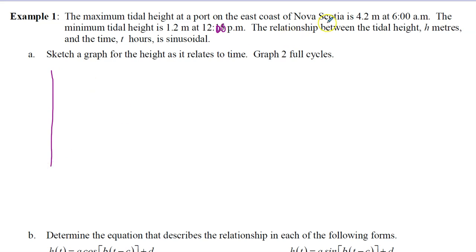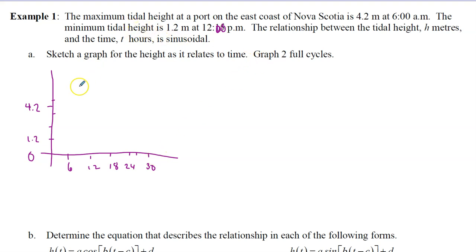Okay, so we are going from 4.2 meters to 1.2 meters. So I'm just going to make that 0. We'll put in 1.2. If that's 1.2, that's going to be like 2.4, 3.6, 4.8. So we'll call this 4.2. At 6 a.m., so this is 0, so we'll go with 6, 12. What if they want 2 full cycles? 18. That's a bit too far. 24. 30. Is that going to give us 2 cycles?